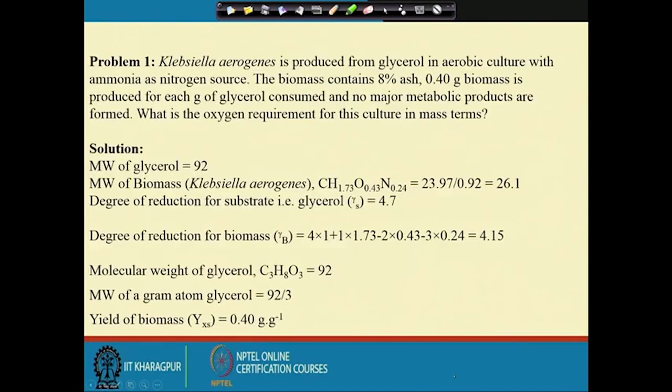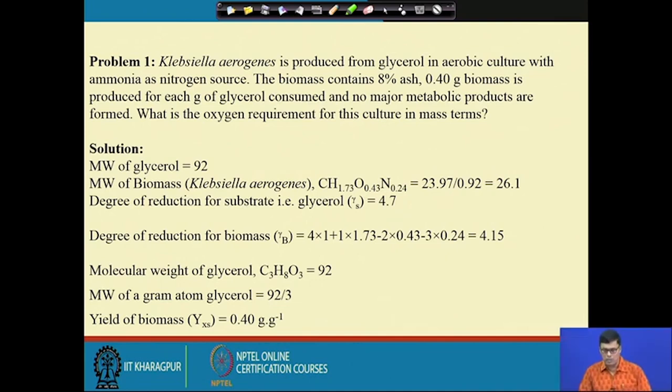The first problem that I want to point out: Klebsiella aerogenes is produced from glycerol in aerobic culture with ammonia as nitrogen source. 0.8 gram of biomass is produced for each gram of glycerol consumed. So, no major metabolic products are formed. What is the oxygen requirement for this culture in mass terms?